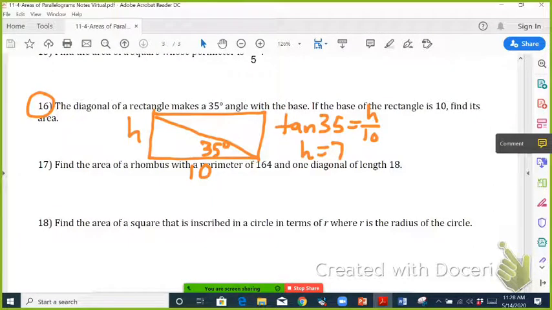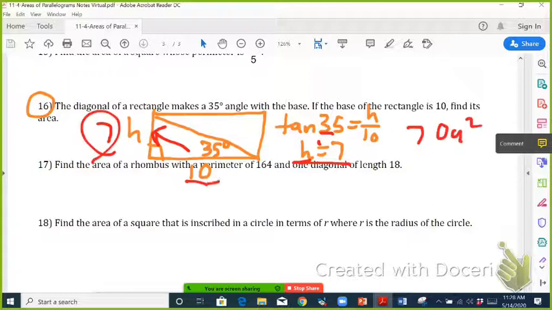Okay, so in this one we're given a rectangle that has a diagonal that makes a 35-degree angle with the base, and the base is 10. So if you draw the diagonal, it creates a right triangle because rectangles are equiangular. So you can use SOHCAHTOA here to find the height. We use tangent because if we look at 35, the opposite leg is h and the adjacent leg is 10. So the tangent of 35 is equal to h over 10. Then we can cross multiply and we get h is equal to the tangent of 35 times 10, which is 7. So the area is just going to be 70 square units because it's base times height, 7 times 10.